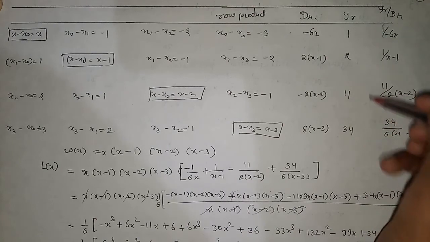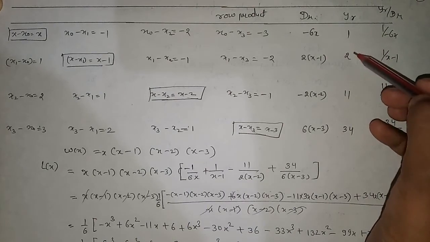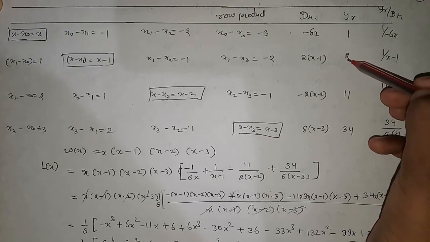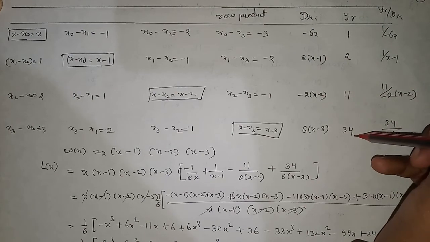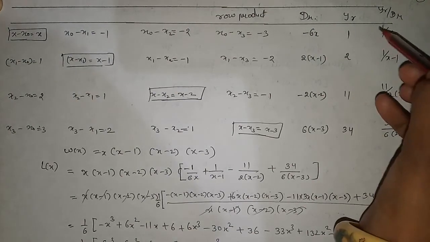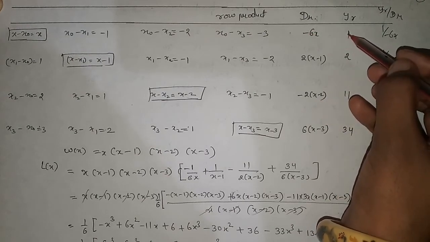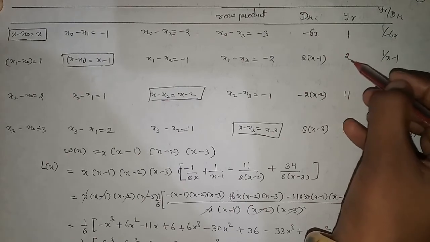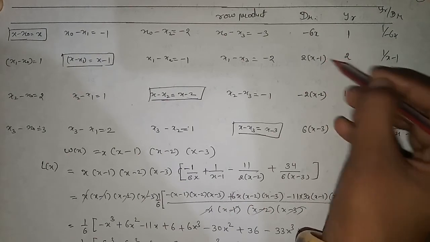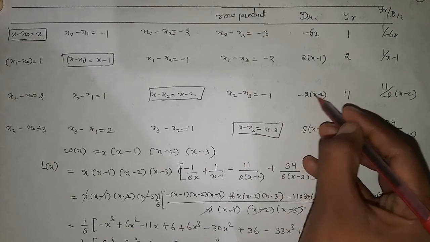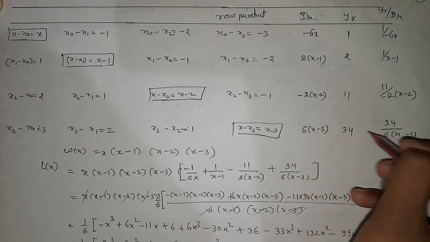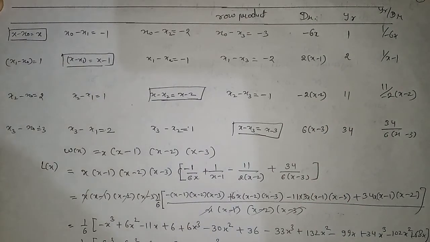Now y_r is already given in the question. So y0 is 1, y1 is 2, y2 is 11, y3 is 34. Now we have to take its ratio. So 1 upon minus 6x, the 2 gets cancelled, so 1 upon x minus 1, 11 upon minus 2x minus 2, 34 upon 6x minus 3. So this is the table.